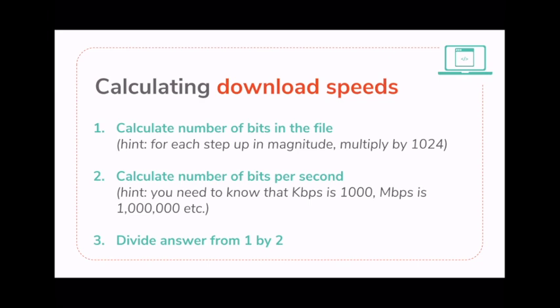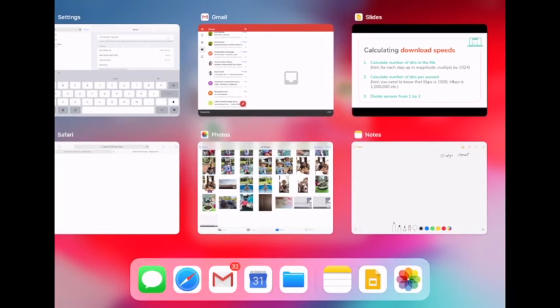So we have to calculate the number of bits in the file, which we did in the last video. Then we've got to calculate the number of bits per second from the internet speed we're given, and then we just divide the answer to number 1 by number 2. Okay, so here we go.